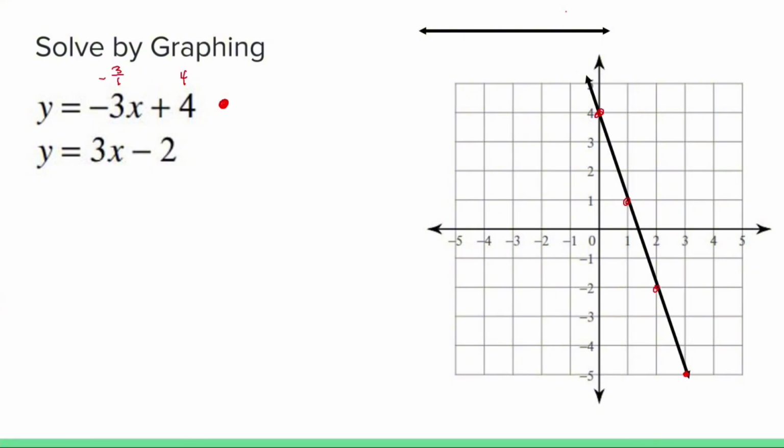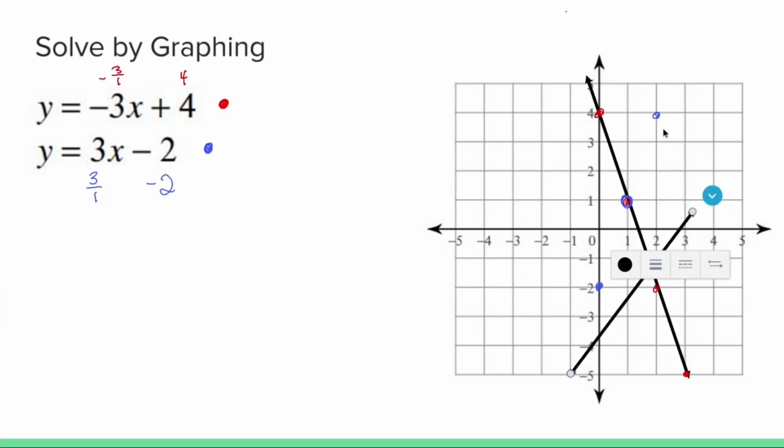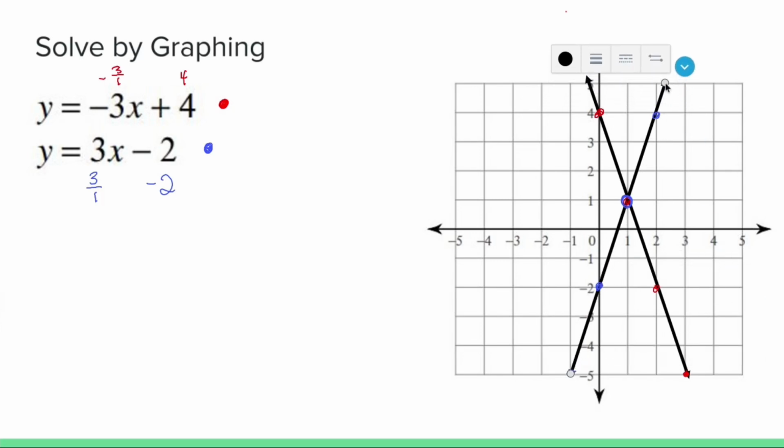My other equation, I'm going to draw in blue. I'm going to have a slope of positive 3 over 1, y-intercept of negative 2. So put a dot at negative 2, go up 1, 2, 3, right 1, and there we can see our intersection taking place. Up 3, right 1, or I could have gone down 3, left 1, like so. Take your line, draw your line, like that.